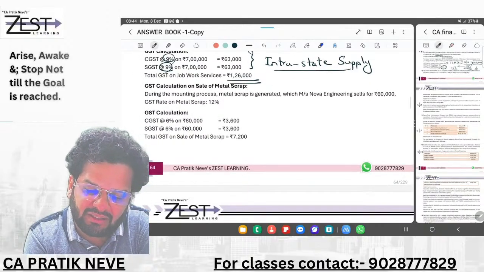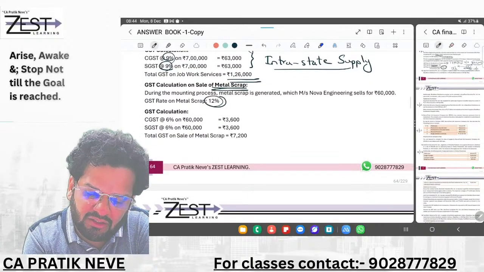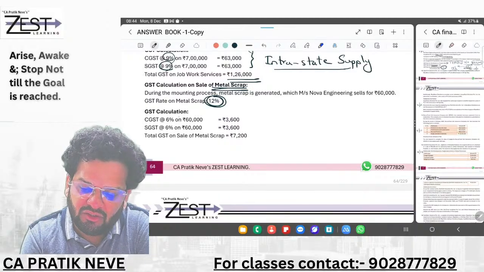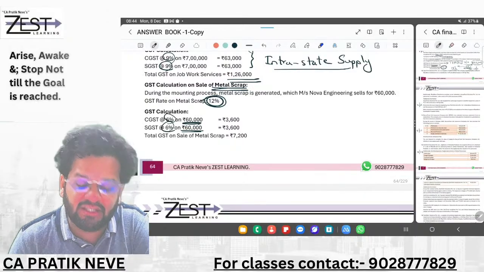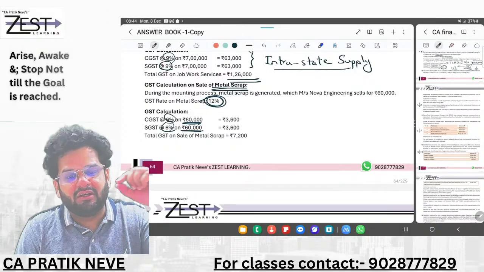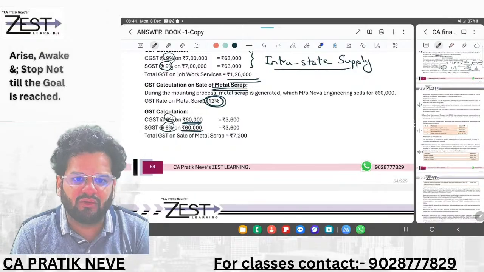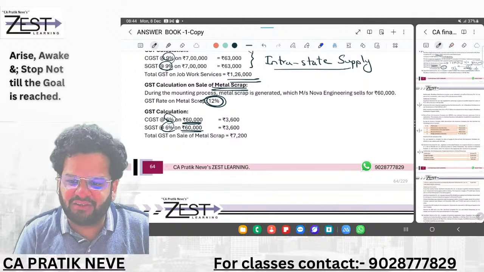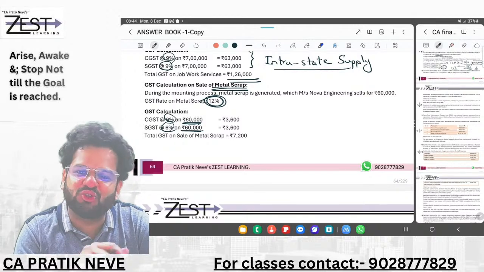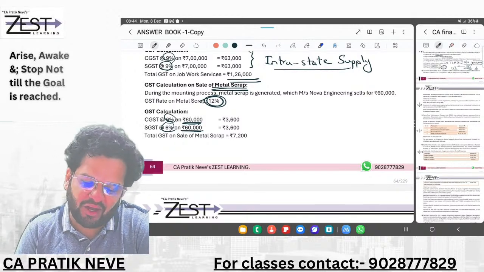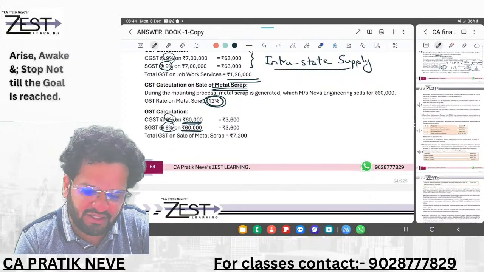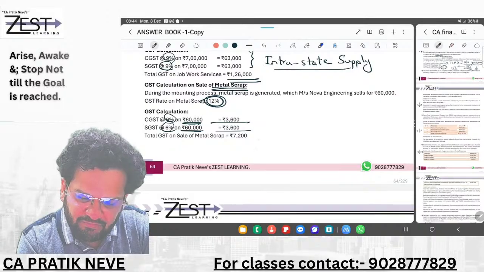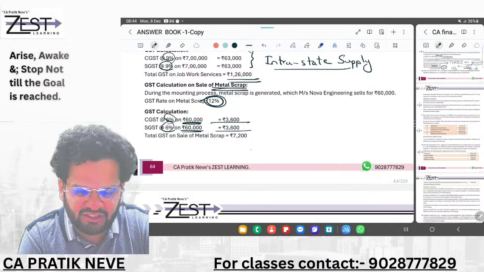And on metal scrap, the rate was given as 12%. So on 60,000, you will calculate at 6% each, because the recipient of supply who is receiving this metal scrap is also in the same state. So again, intra-state supply, GST rate on that was 12%. So 6% each, CGST and SGST.